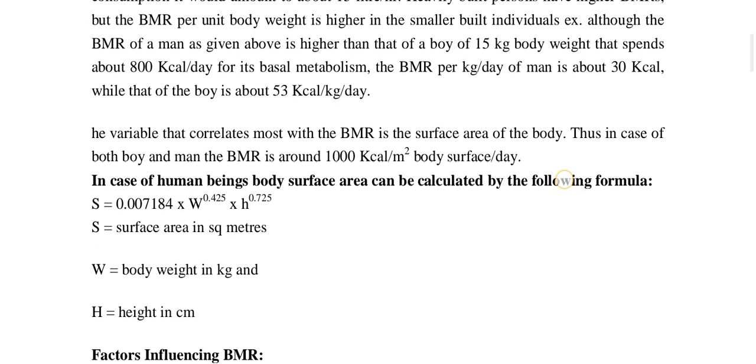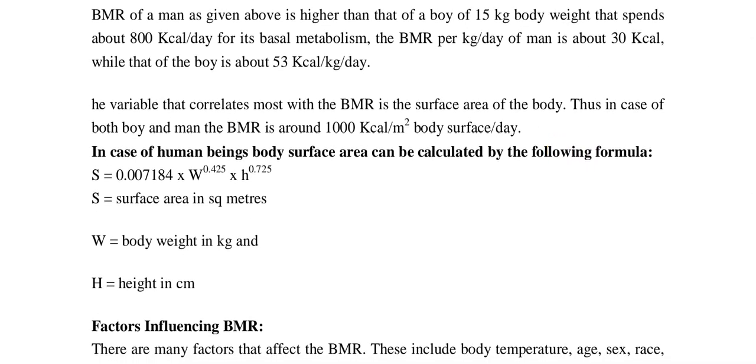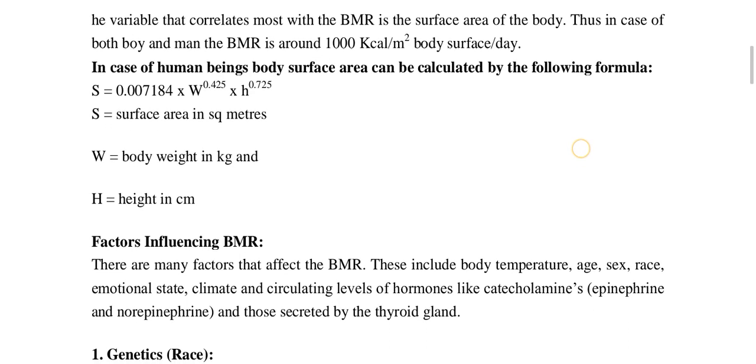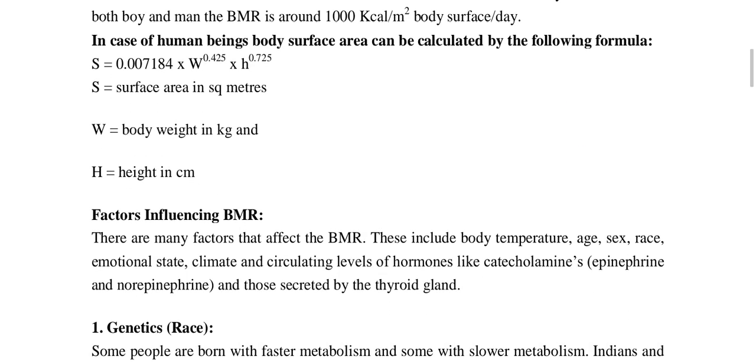The variable that correlates most with the BMR is the surface area of the body. Thus, in case of both boy and man, the BMR is around 1000 kilocalorie per meter square body surface area per day. In case of human beings, body surface area can be calculated by the following formula. Surface area in square meters, body weight in kilogram, and H is equal to height in centimeter.